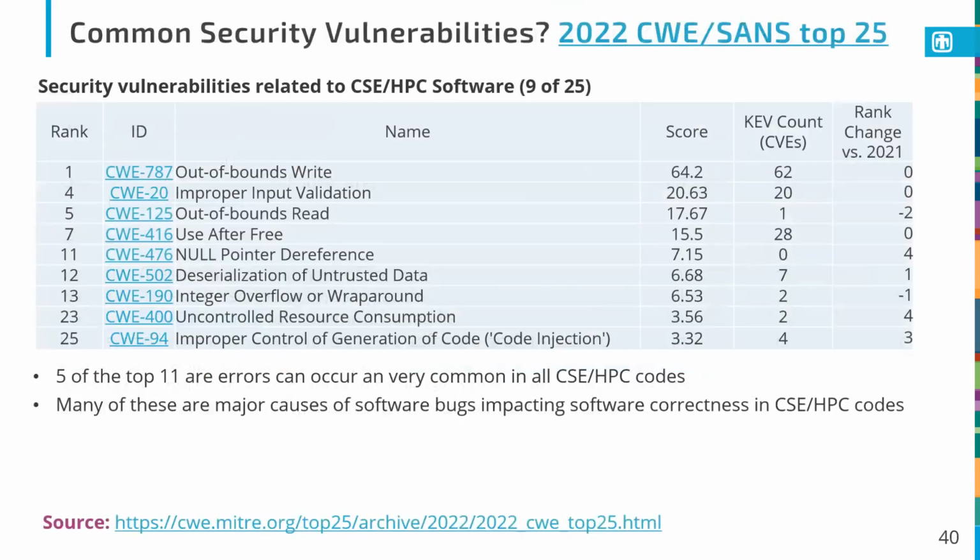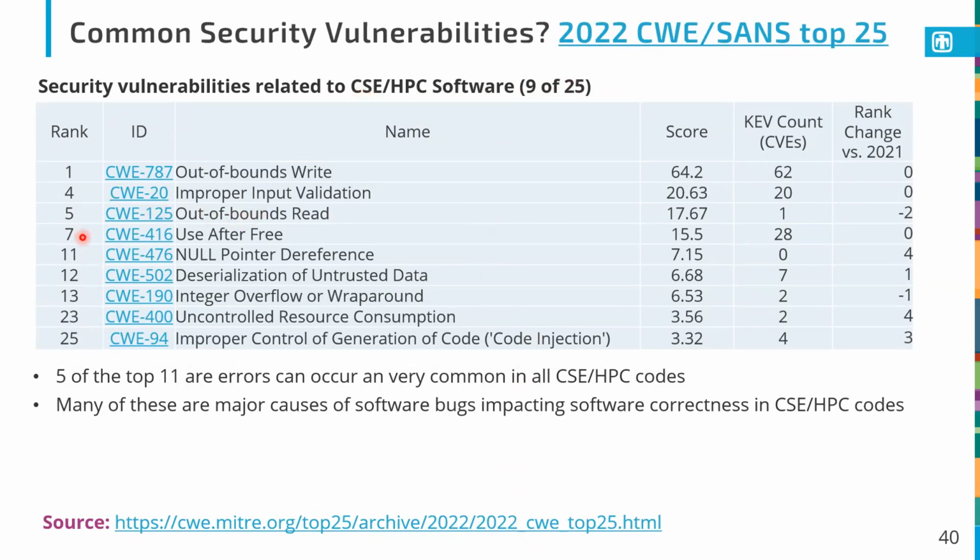So let's look at the 2022 version of this CWE SANS Top 25. These are reported. This is some kind of survey or study that they do to look at the top security vulnerabilities that are reported in software. I don't know if this is just open source software, I can't remember. But if you go to that site and look at the table there, I picked out 9 of the 25 that I think definitely relate to a lot of our CS&E HPC software, even just the core computational software that we're writing.